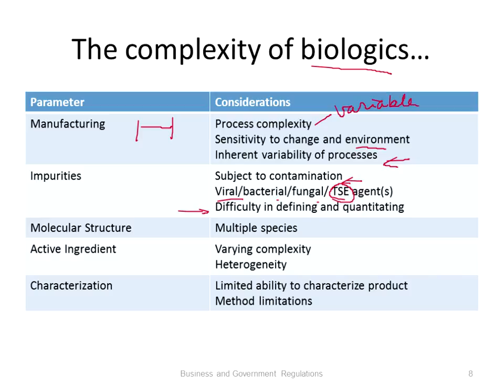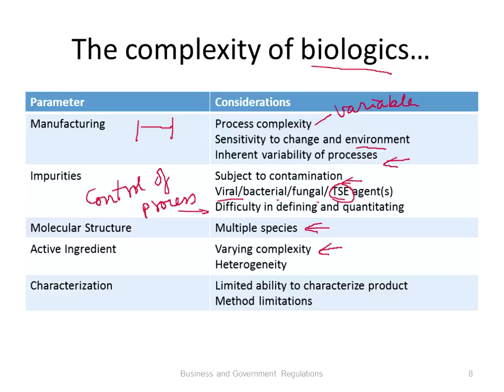So again, this calls for control of process, okay, and also testing, right? So this is very different from small molecule materials, where the raw materials are usually well characterized and under control, right? So you could also have multiple species involved. Active ingredients can be of varying complexity.